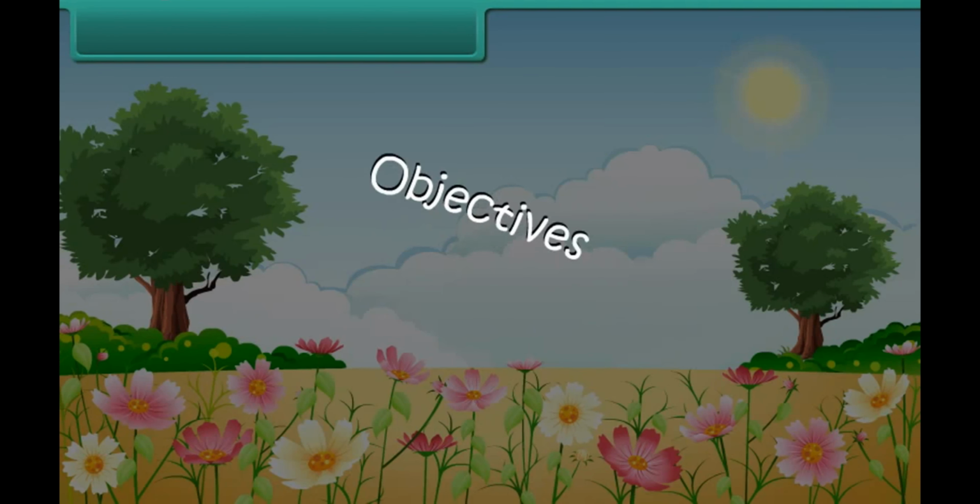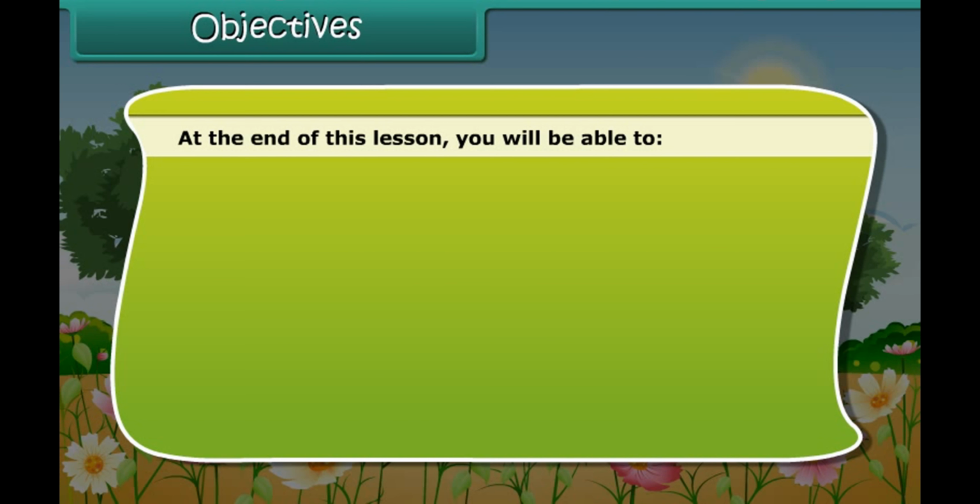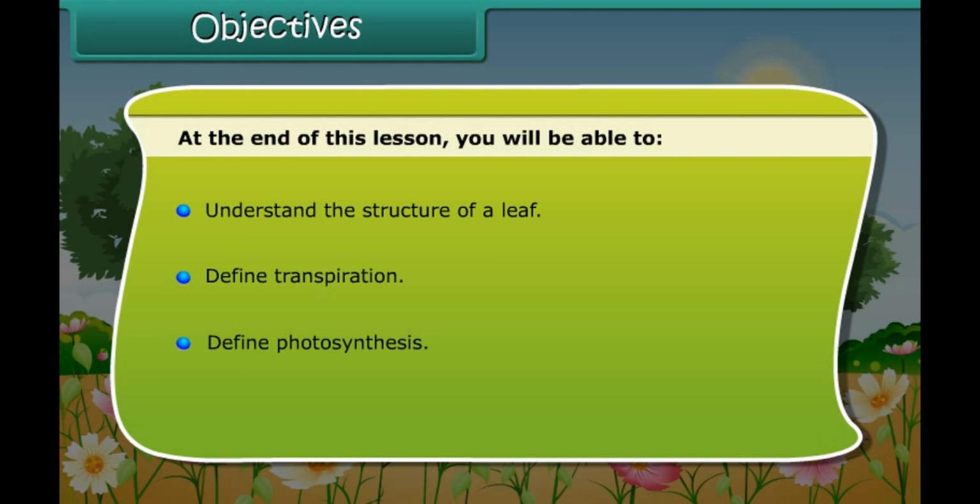Objectives. At the end of this lesson, you will be able to understand the structure of a leaf, define transpiration, define photosynthesis, and understand the structure of a flower.